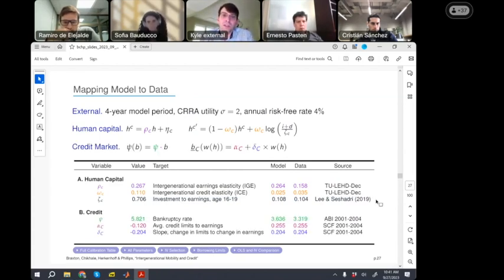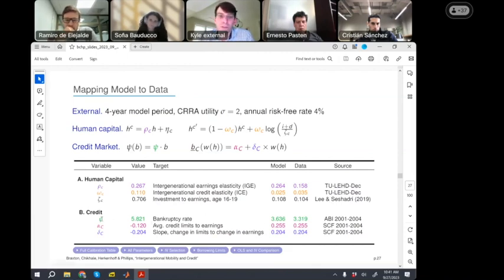In the credit market, the bankruptcy penalty is pretty simple to pin down. That pins down the bankruptcy rate. For the exogenous borrowing limit that we impose, we're going to estimate the constant to match credit limit to earnings. Then we're going to put a simple linear slope parameter on your earnings, and we take that from the SCF. There we directly estimate the relationship between earnings and borrowing limits. So those are the important elements.